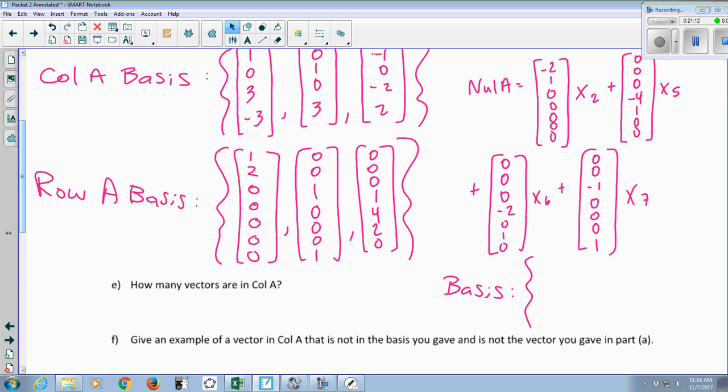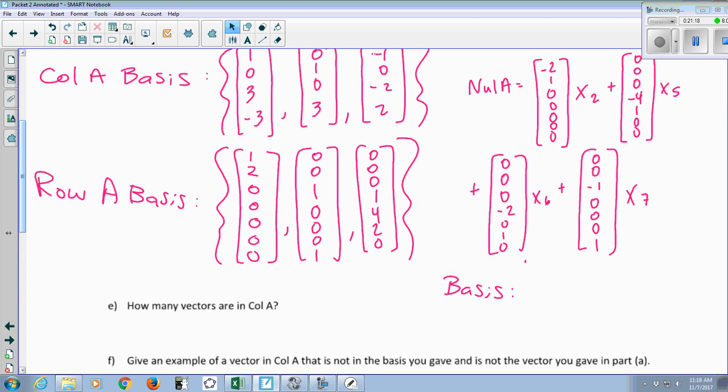Oh man, I don't want to write them all again. Yeah, I'll just write 4 vectors above. Yeah, you could write that. That's fine.